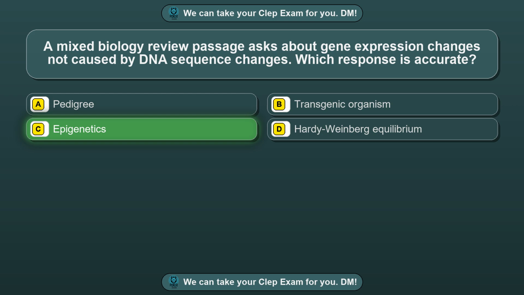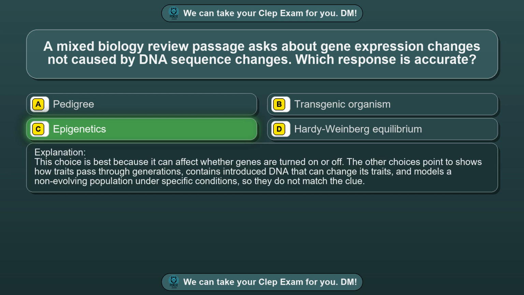Epigenetics. This choice is best because it can affect whether genes are turned on or off. The other choices point to shows how traits pass through generations, contains introduced DNA that can change its traits, and models a non-evolving population under specific conditions, so they do not match the clue.